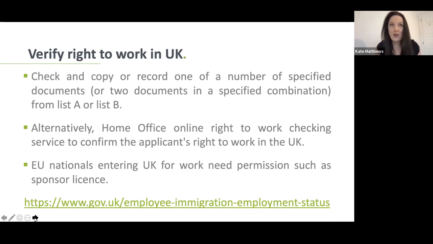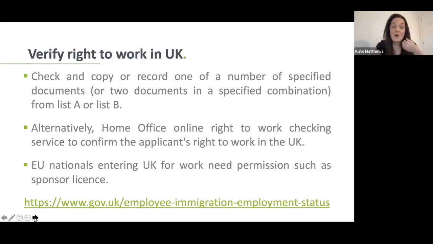But the key is what you're actually checking is, do they have the right to work in the UK? So if it's a UK passport that has expired, well, that doesn't mean that they're no longer a UK citizen. So for the purpose that you're using it, that would still be a suitable document.